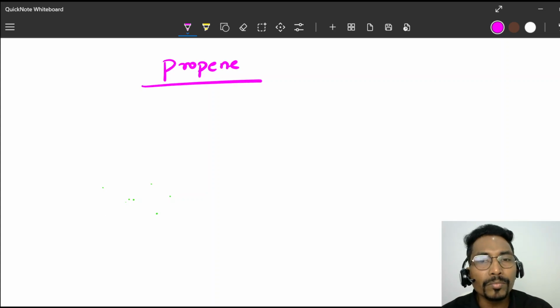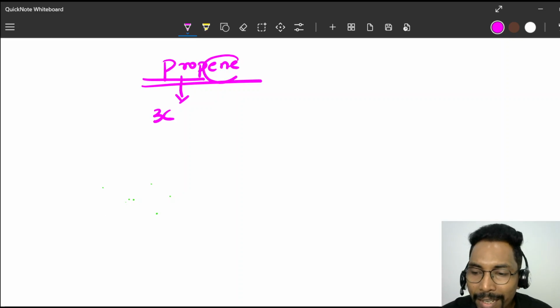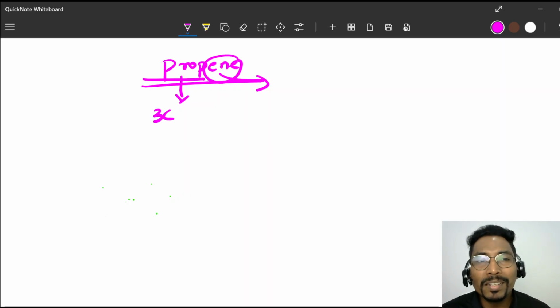We can just draw the structure of propene. Prop means 3 carbon. So first you have to divide the term like this. Prop means 3 carbon, and ENE means a double bond is present. Double bond, that is an alkene.